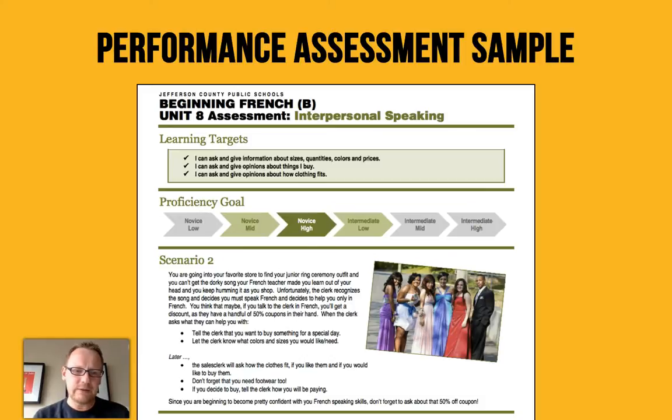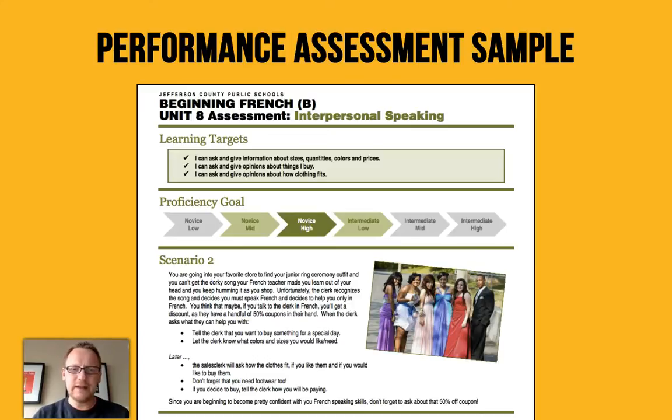When the clerk asks what they can help you with, tell the clerk that you want to buy something special. Let the clerk know what colors and sizes you like. Later, the sales clerk will ask how the clothes fit, if you like them, if you'd like to buy them. Don't forget you need footwear. If you decide to buy, tell the clerk how you will be paying. Since you begin to become pretty confident with your French speaking skill, don't forget to ask about that 50% off coupon.